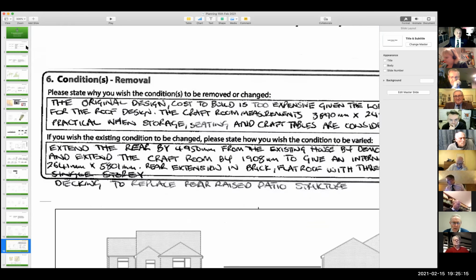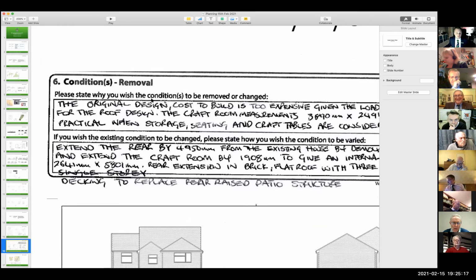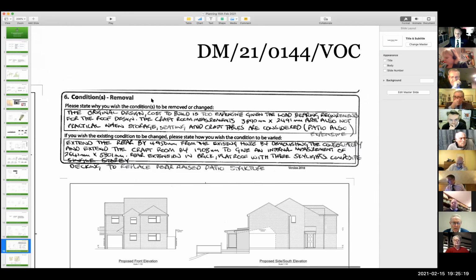I like the honesty in this. The original design cost to build is too expensive. You can have that on your screen to have a read of. So this is again Ashplatz. Councillor Mrs. Belsey, would you like to start me on that one?